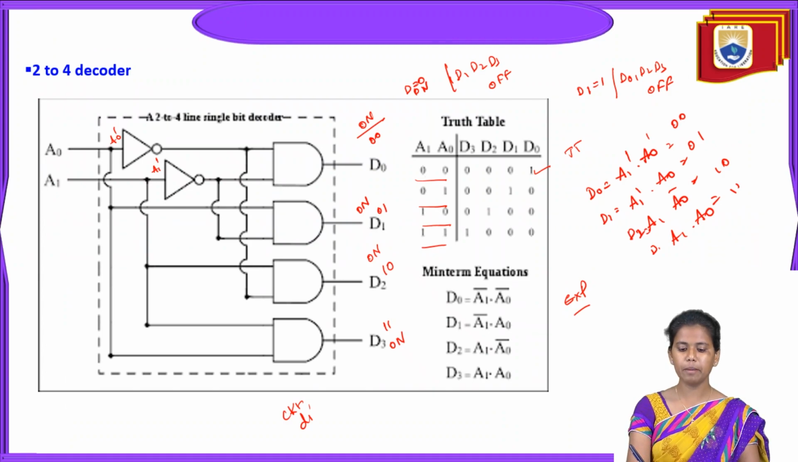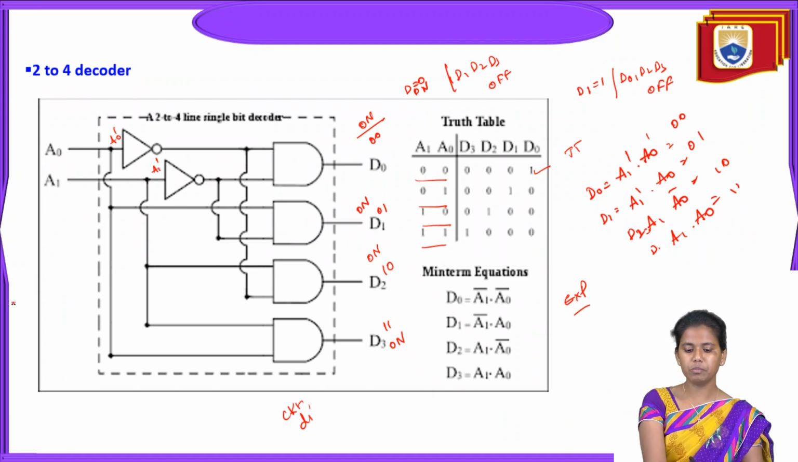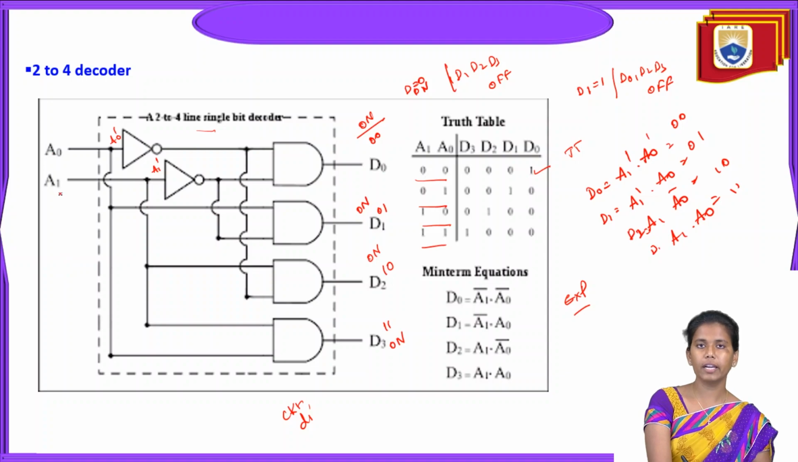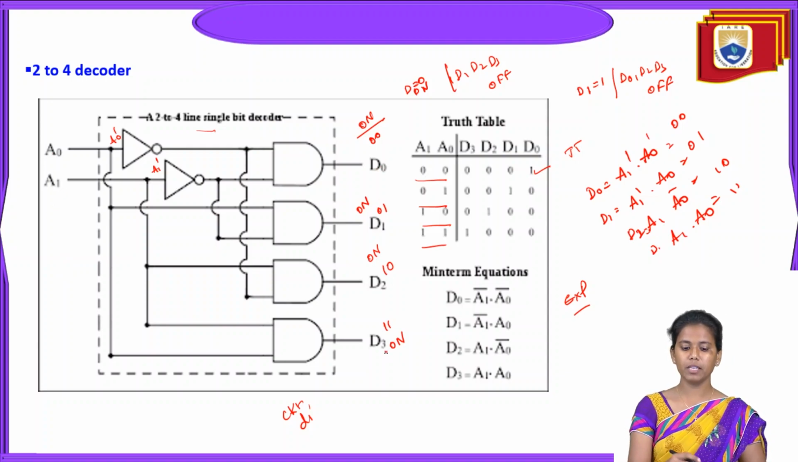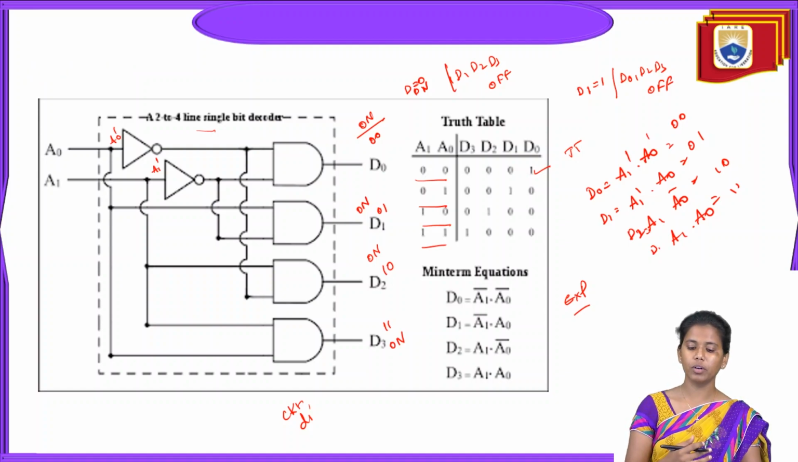So this is a small example. If you observe the circuit diagram, it's a 2 to 4 decoder. You have a 2 to 4 line single bit decoder. A0 and A1 are the 2 inputs, and D0 to D3 are the 4 outputs. Based on the input selection lines, we can say which output is in the on condition, and if one output is on, all the rest of the outputs will be in the off state. This is how the mechanism of encoders and decoders goes.